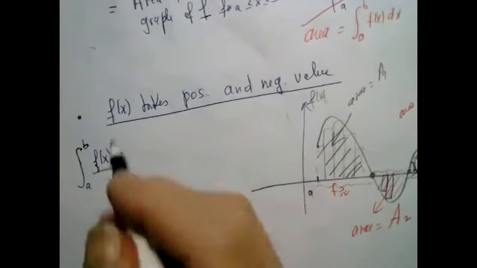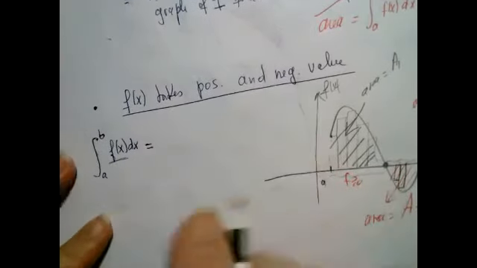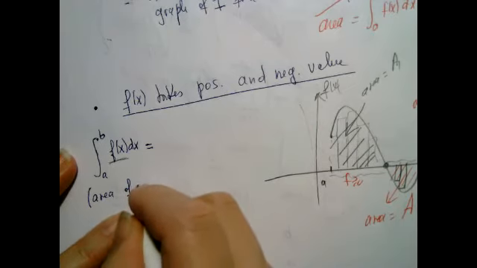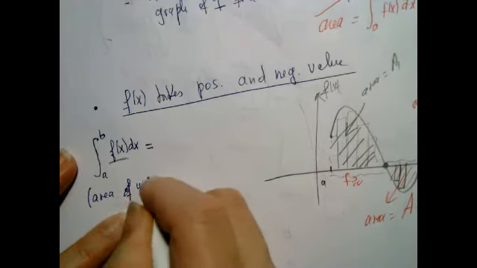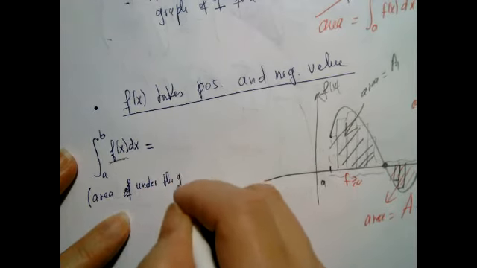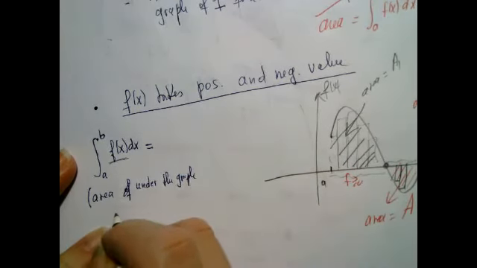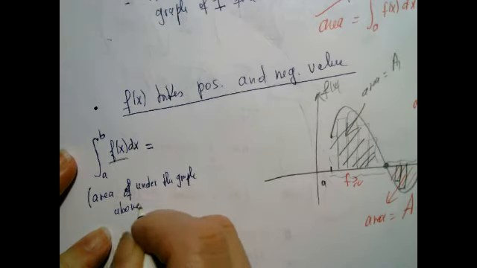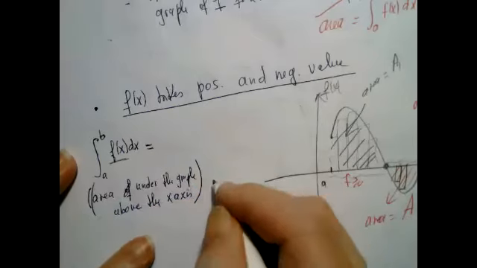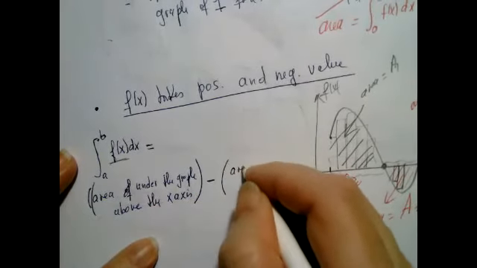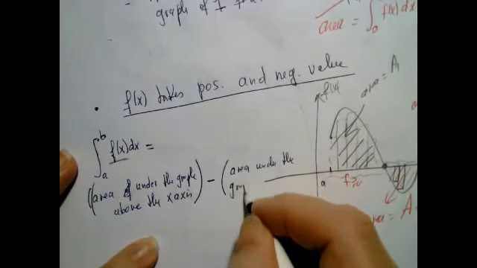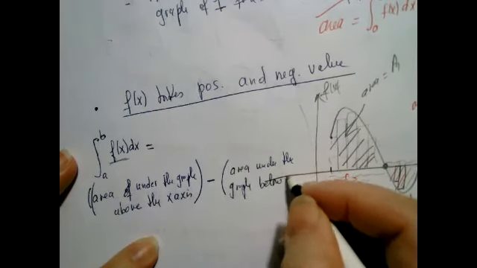So the integral is going to be the following in this case. It's the area of the region above the x-axis, minus the area, I'm taking away the area under the graph below the x-axis.